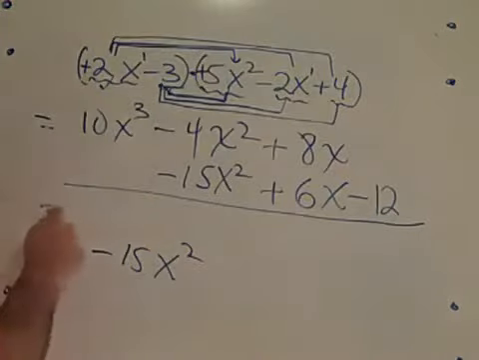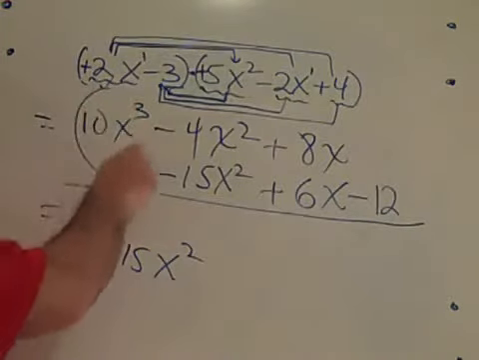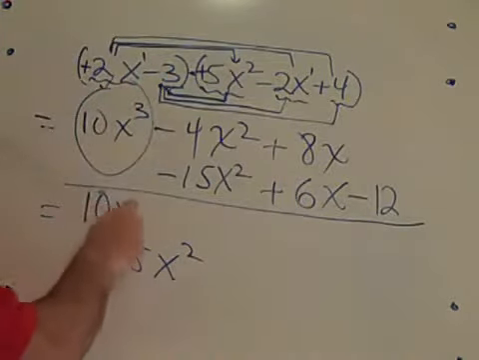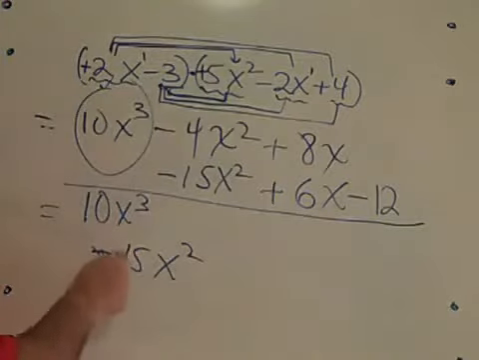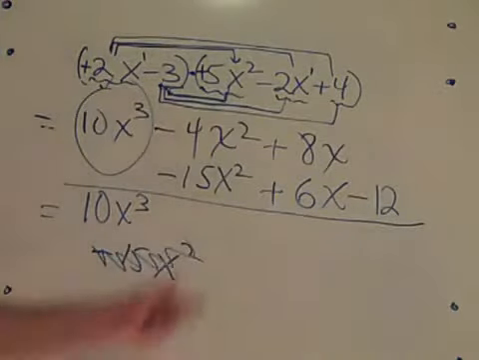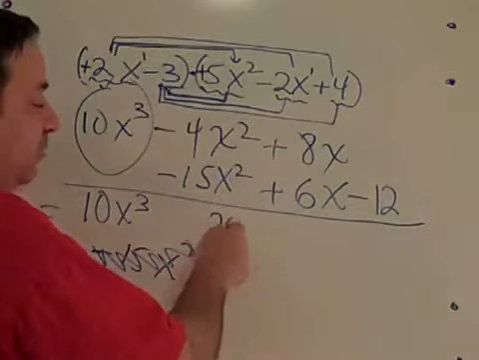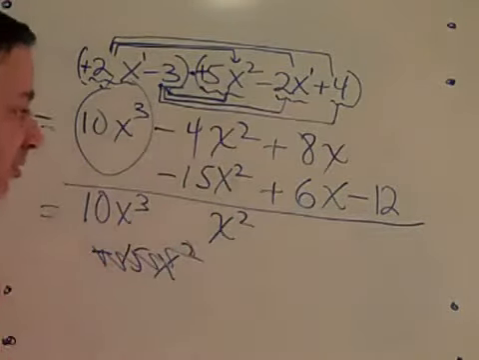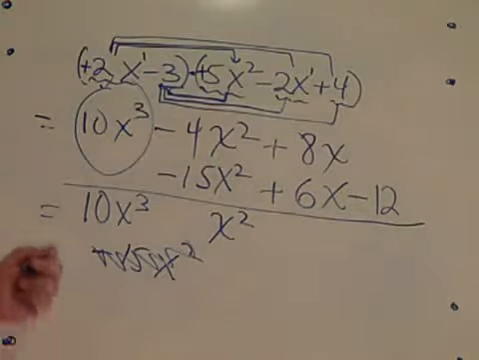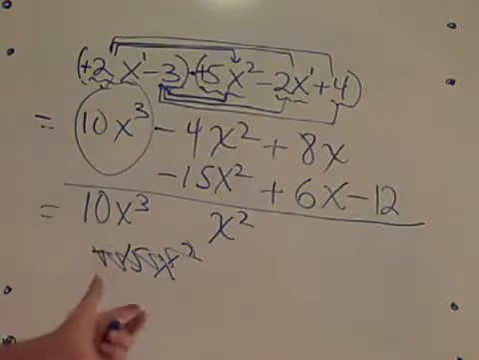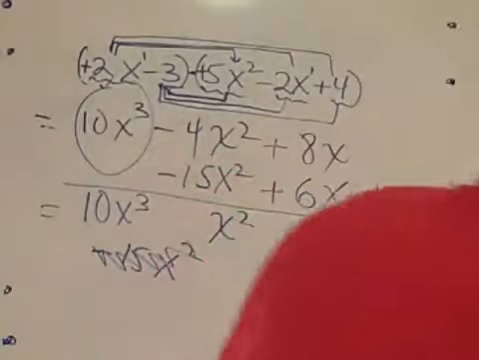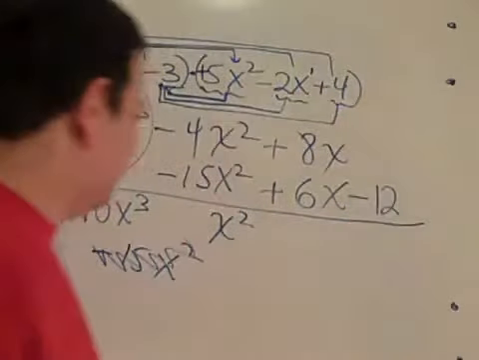The first column is pretty boring. It's just 10x cubed. This was just side work. The next column are x squares. When you add or subtract x squares, you end up with x squares. When you multiply, things change. But when you add, they don't change.